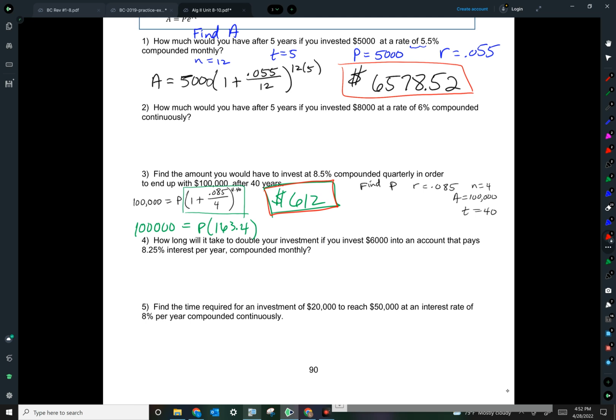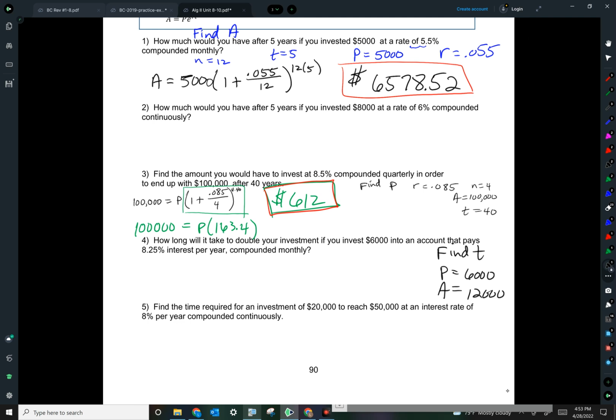Okay, look at number 4. How long will it take? So what do we want to do? Find T. How long will it take to double your investment if you invest $6,000? So remember, I'm investing $6,000, so my beginning amount, the P, is $6,000. And they said I wanted to double my investment. So doesn't that mean I want to end up with $12,000?